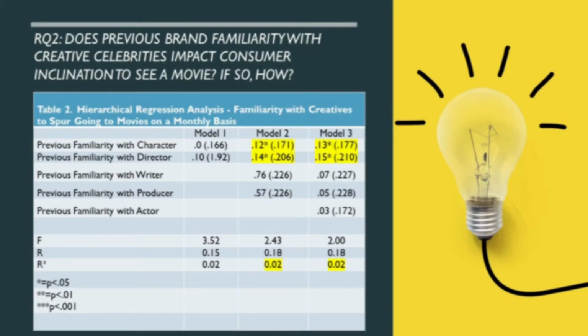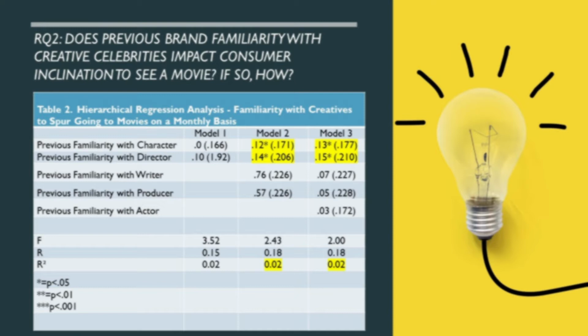Let's move along. What I also wanted to know is, and I'll explain these numbers, does previous brand familiarity with creative celebrities impact consumer inclination to see a movie? What I wanted to do here is get a baseline for how people conceptually feel about actors and writers, producers, directors, and characters. And so you'll see on the left-hand column, I've written previous familiarity with character, director, writer, producer, actor. I just want to know conceptually, when you think of a writer, when you think of an actor, when you think of a director, in a conceptual, abstract sense, does it push the needle anymore to go see something?